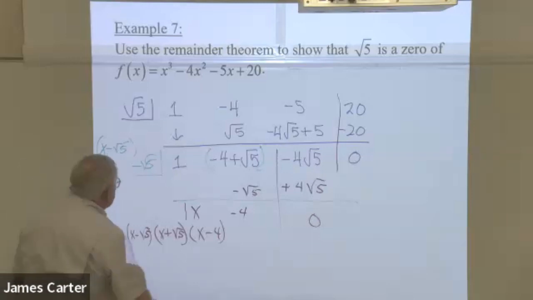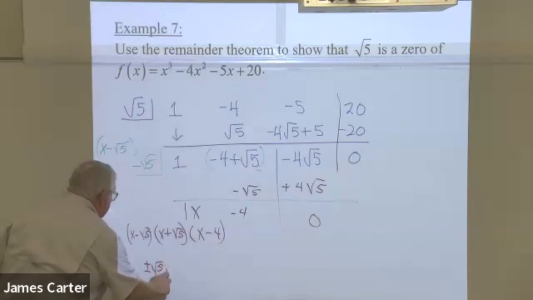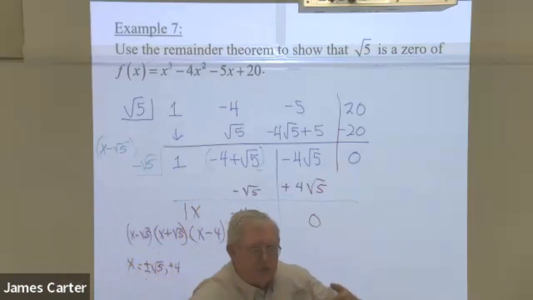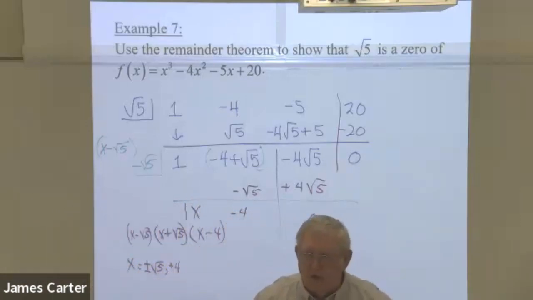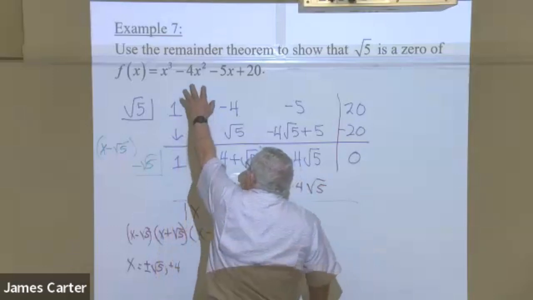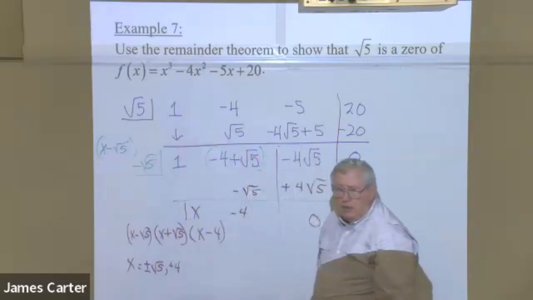And likewise, minus radical 5 and positive 4 are the x values. Okay, earlier on, I told you that this synthetic division and long division were nothing more than an alternative method of factoring. So what we have done is we've factored this unfactorable equation.